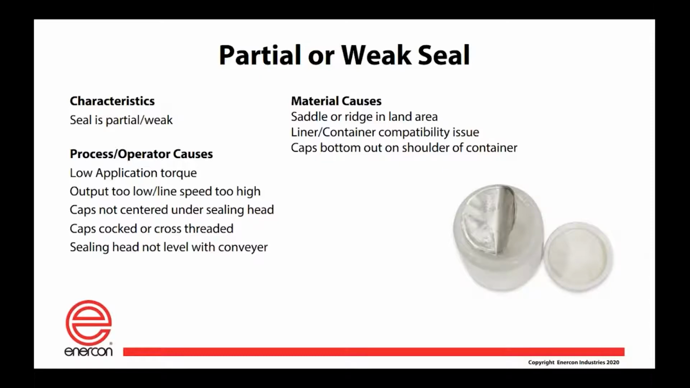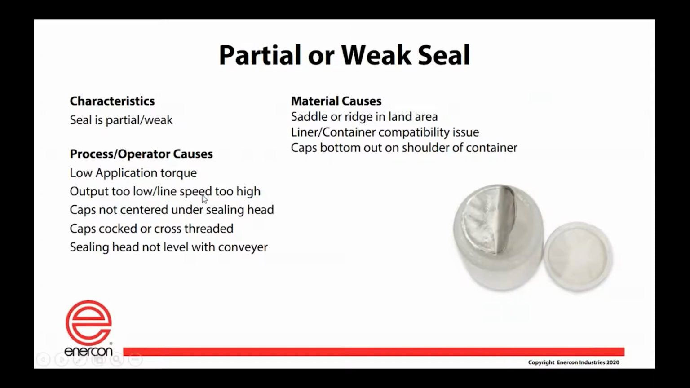What if you're getting a partial seal? You know, in this example, it's sticking on one side but not on the other. What could be going on there? Well, one thing, probably the first thing to look for is your application torque. If that liner is not in intimate contact with the land area, you can heat it up all you want and it's still not going to stick very well.